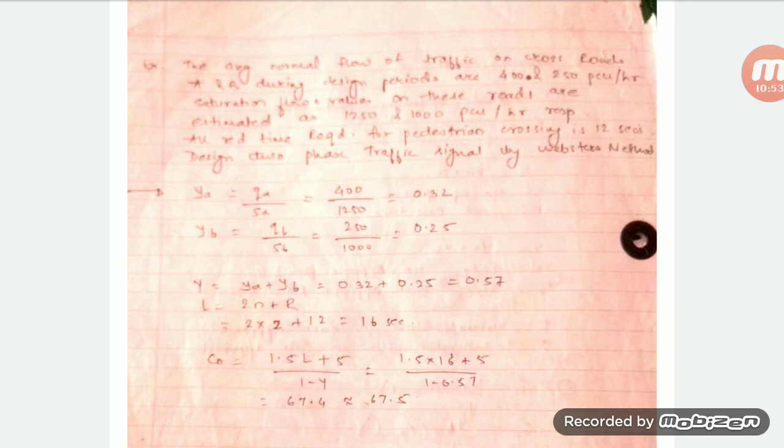Means in this problem an intersection of two roads is given, and for the Webster's design purpose, they have given the normal flow q1 and q2, and the saturation flow on road number 1 and 2, s1 and s2. Based on this we have to calculate the green cycle time.